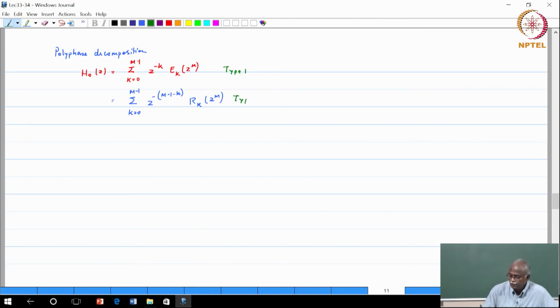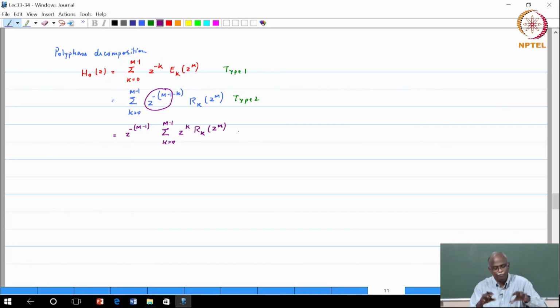This is type 2. Now, one observation that we did not emphasize earlier, because it was not necessarily the time for it, is to simplify this one. Take this z power minus (m minus 1) outside the summation. What will it become? Z power minus (m minus 1) summation k equal to 0 to m minus 1 z power plus k, there is minus of minus, z power plus k r k z power m. So, this is type 2 also. Basically, I just have simplified that.